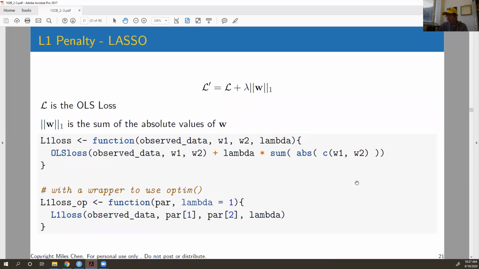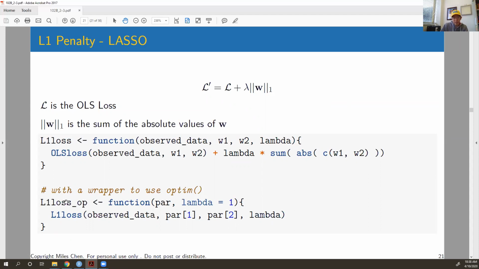All right, now we're going to look at the lasso, the L1 penalty. The lasso loss function is going to be the value of the ordinary least squares loss function, which is what I have right here. To get the L1 loss, we take the ordinary least squares loss and add lambda, some arbitrary choice of lambda, times the L1 norm, which is the sum of the absolute values of W1 and W2. Whatever W1 and W2 are, we take the absolute values and sum them up, and multiply that by lambda. This plus this together forms our L1 loss.